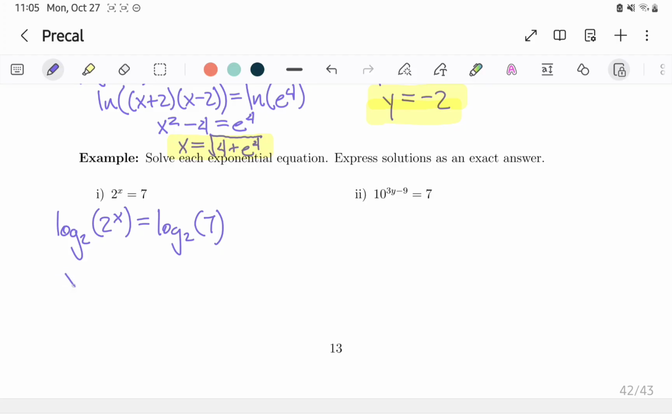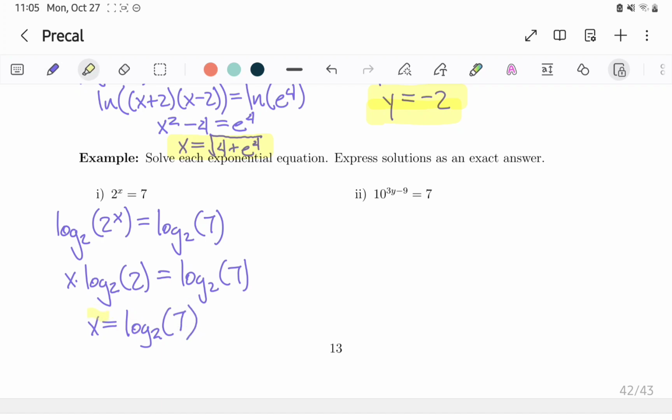So we have x times log base 2 of 2 is equal to log base 2 of 7. And of course, log base 2 of 2 is going to be 1. So we have x is equal to log base 2 of 7. And again, we're asked to leave our solutions in the exact form. So we're going to leave our answer like so.